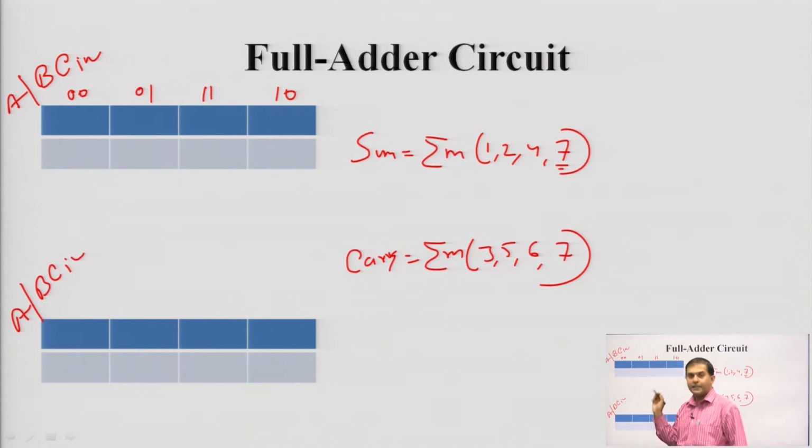You remember this is the Gray code format used in the K map. So, 0 0, 0 1, 1 1 and 1 0, and this will be 0 and 1.